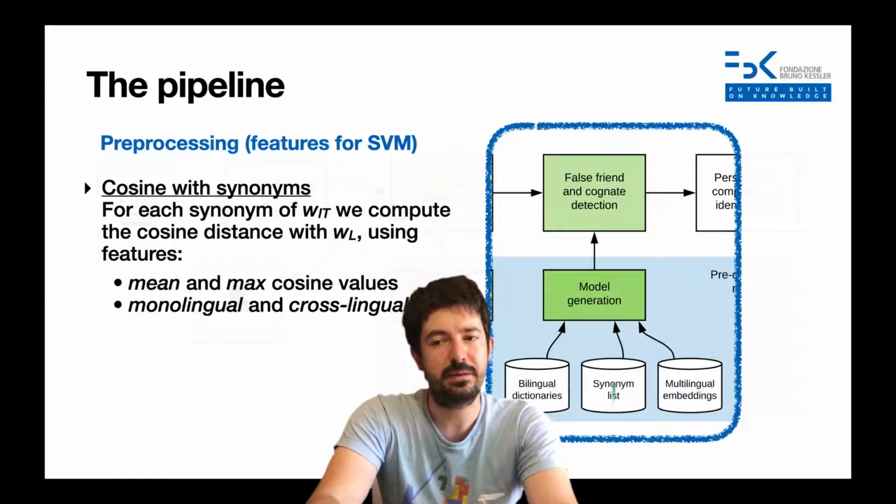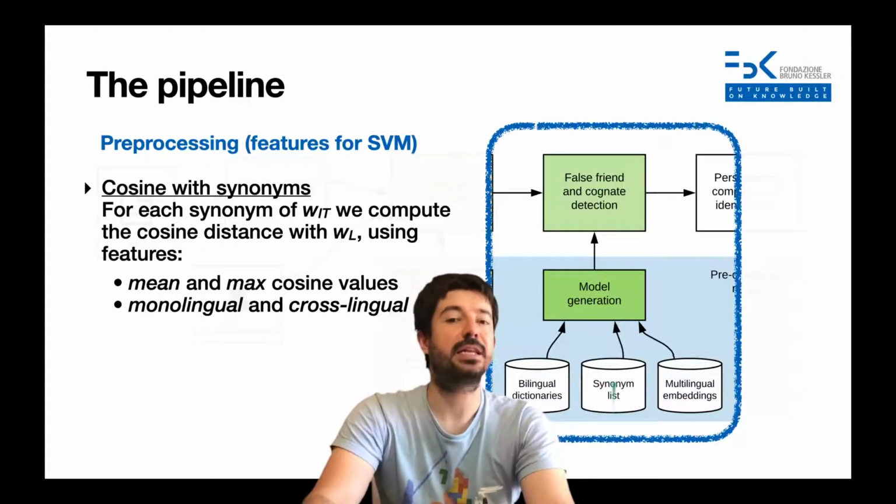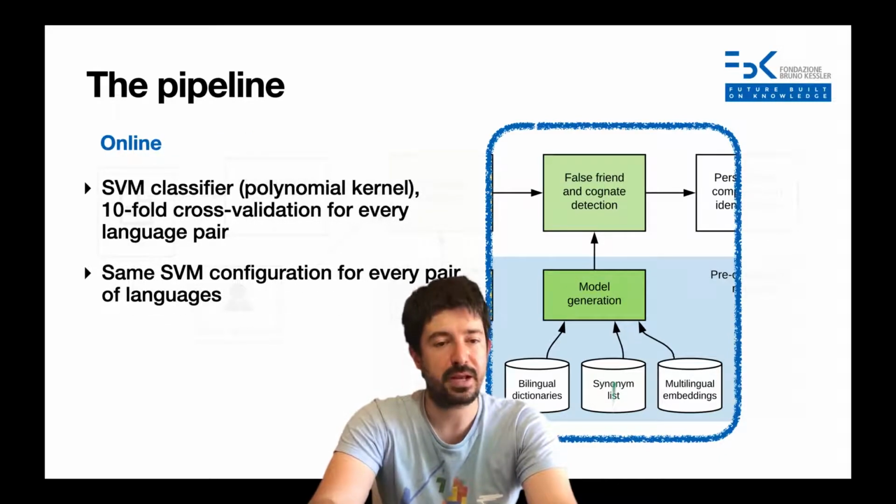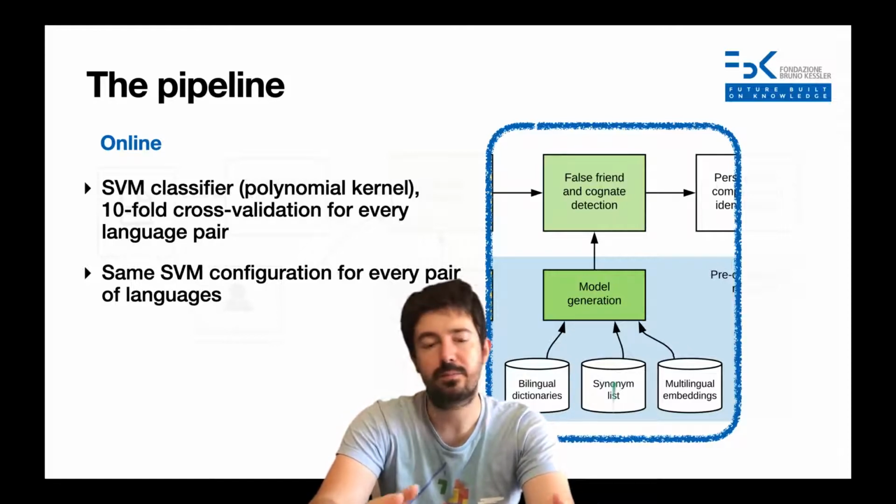In addition to the cosine between the two words, we also calculate the cosine between the synonyms of the Italian word and, respectively, the original Italian word and the word in the user's mother language. We then consider both the nearest, where the cosine is maximized, and the average value of the cosines of all the synonyms. Then, an SVM classifier is trained and tuned using a 10-fold cross-validation for every language pair, and the best model for every language is used in the production pipeline.